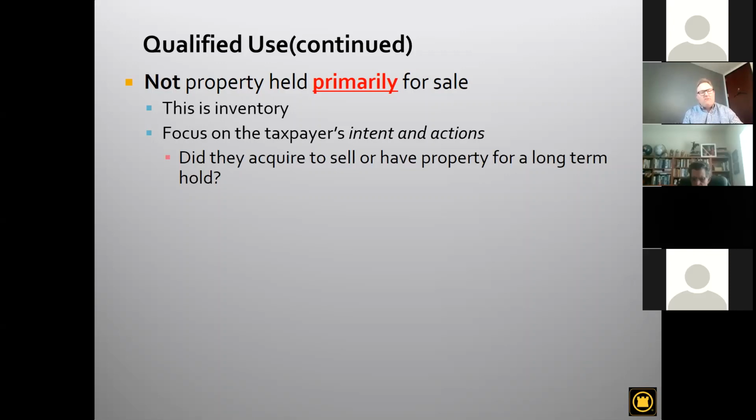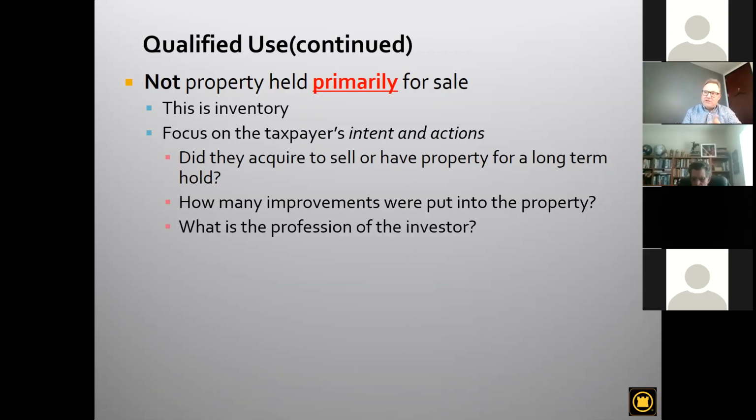Not saying that it wouldn't. There's a lot of factors that surround that. Other factors that come into play, and I'll come back to that previous one there on long-term hold. How many improvements were put into the property? They're going to look at that. They're going to look at the profession of the investor. Are they a builder? Are they a developer? That will come into play as well. How many transactions they perform a year, that is also something they're going to look at to determine if property is held primarily for sale.